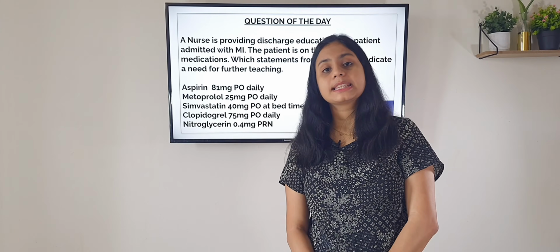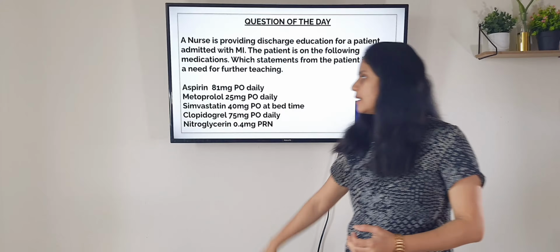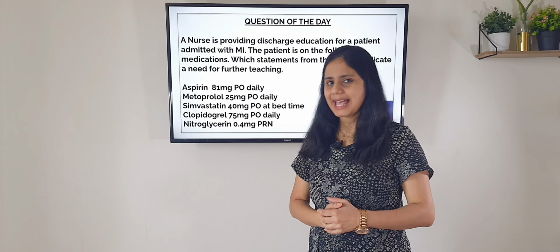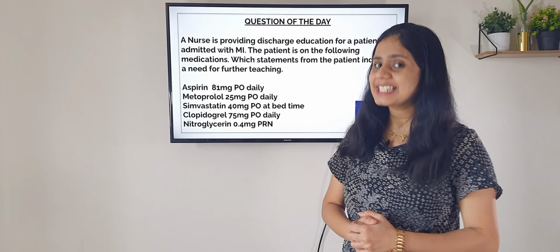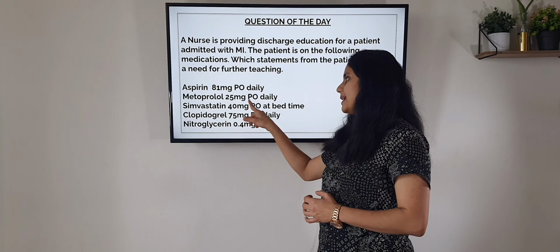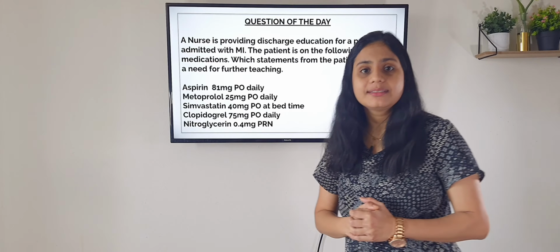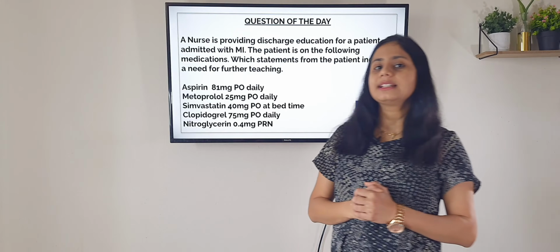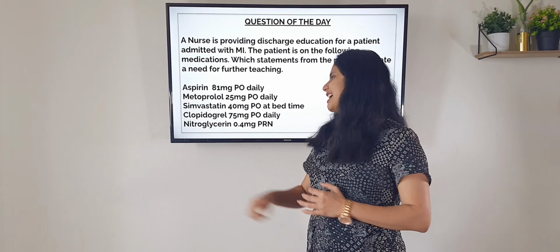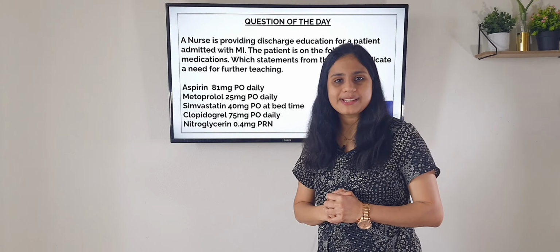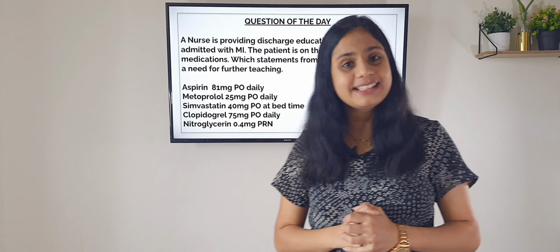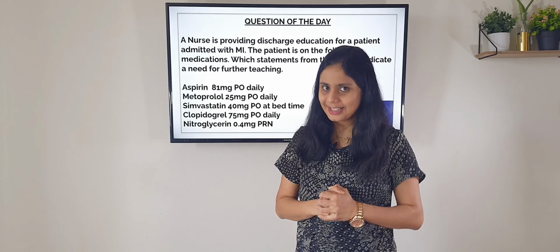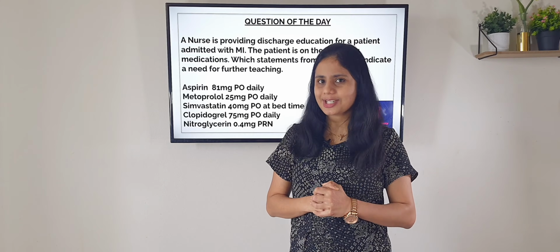Let's start with the medicines and their actions. Aspirin 81 mg per oral daily. What is the action of aspirin? It's an antiplatelet drug. Second one, metoprolol. What is the action of metoprolol? It's a beta blocker, commonly given for hypertension. Third one, simvastatin. What is its action? Simvastatin is an anti-hyperlipidemic or anti-lipidemic drug, given for cholesterol.